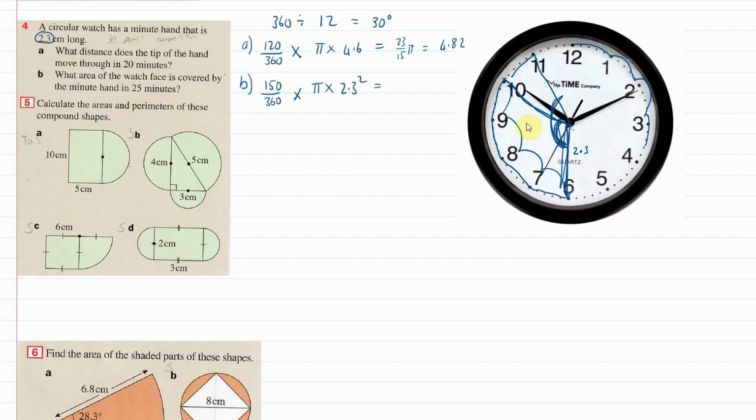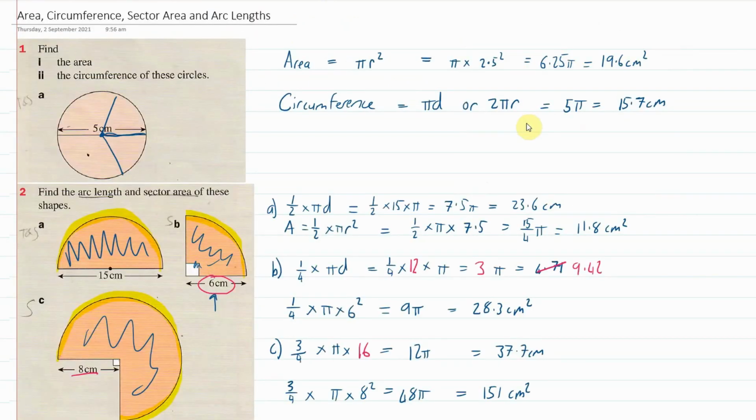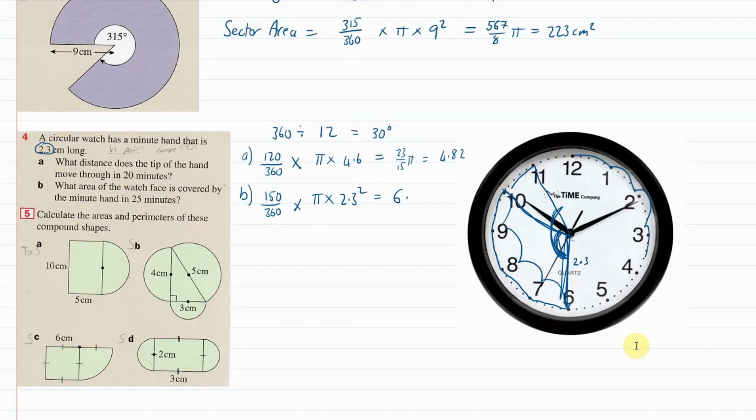Now what does this give us? Times pi times 2.3 all squared. This is giving me 529 over 240 pi, or if I round it to 3 significant figures, 6.92 centimeters squared. Seems like a kind of biggish watch.